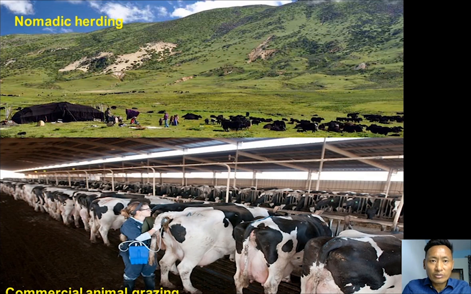Nomadic herding, that is the first picture. Nomadic herding is the old and traditional type of rearing and grazing of animals, mainly for self-consumption, or we can say subsistence in nature. But if we look at the second image, commercial, this type of rearing and grazing of animals is mainly for commercial purposes.